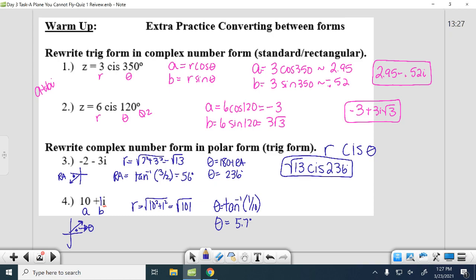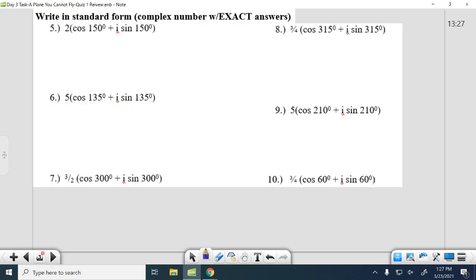So our final solution in trig form, r(cos θ + i sin θ), gives us square root of 101 cis 5.7 degrees. Good job. In this set, I'm not going to do each of these examples. I'm just going to pick a couple of them and walk through a few. You guys can practice the others and check your answers online. So I'm just going to go ahead and start with, let's do number 7.